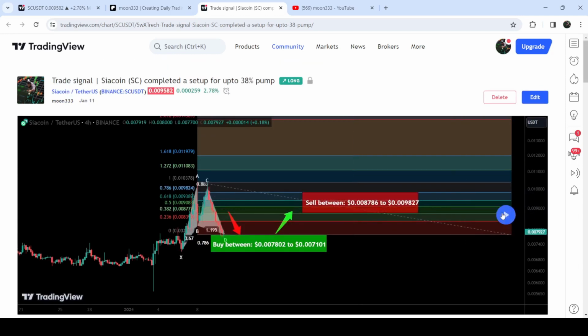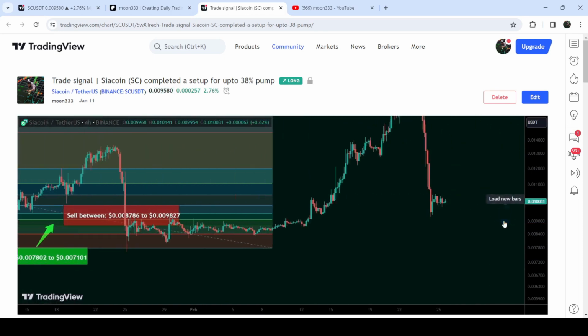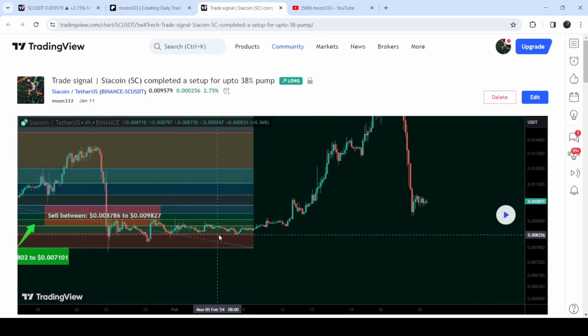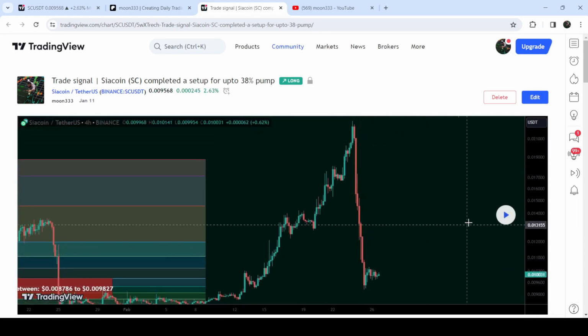Now, if I play this chart, then you can see that the price line started a very massive reversal from this buying zone and rallied beyond the sell target zone. And this was almost 75% pump on this 4-hour time frame chart. And after that, the price then accumulated here sideways. And then we had another very, very massive rally.